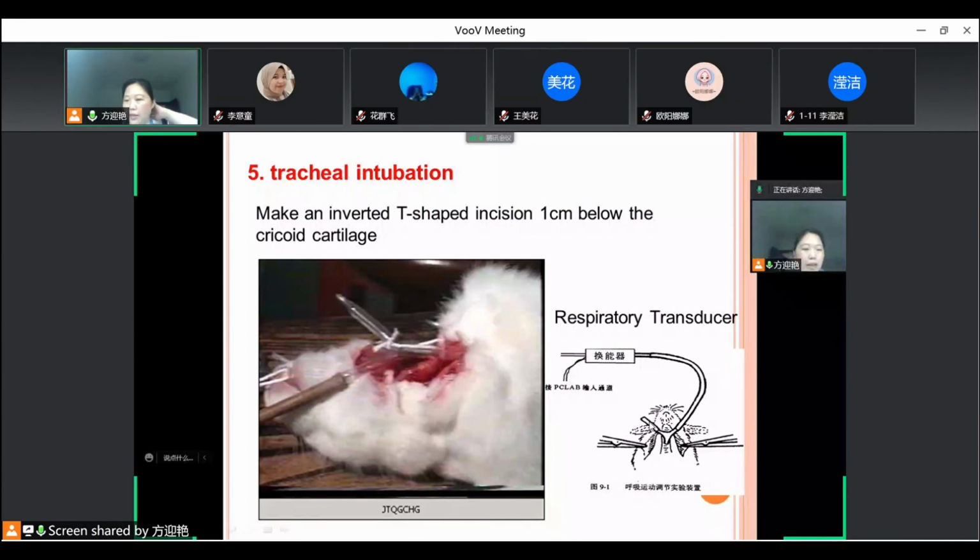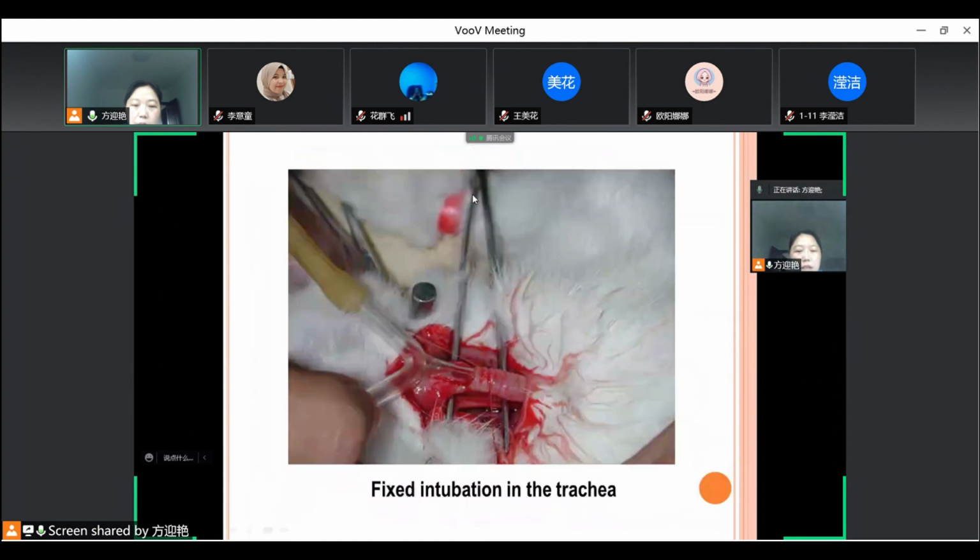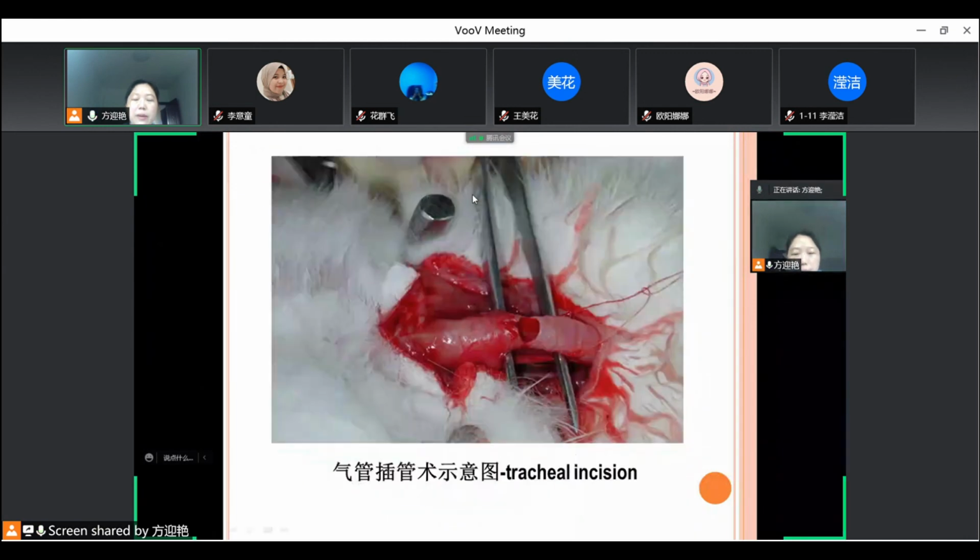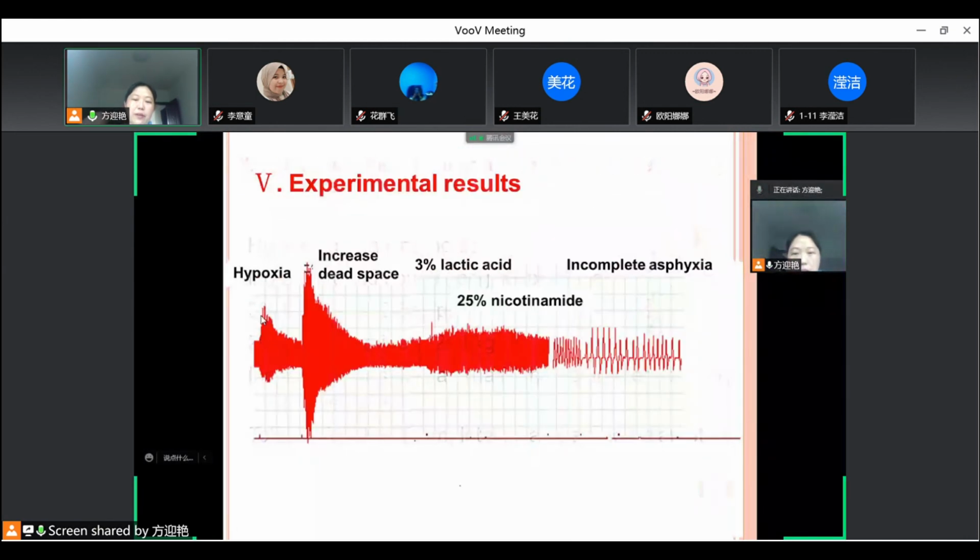Then we see the curve change, and also the rabbit dies, and we can see the curve change. So here we can see that the curve changes like that. The experiment result: we found that with hypoxia, the curve increased, the amplitude increased, and the rhythm increased, and when we stopped, it recovered.